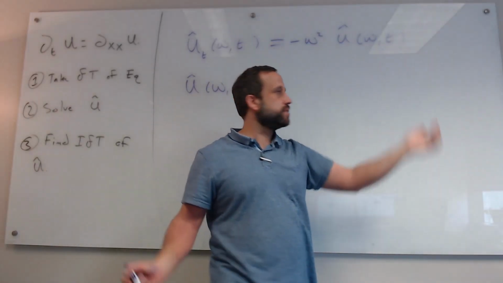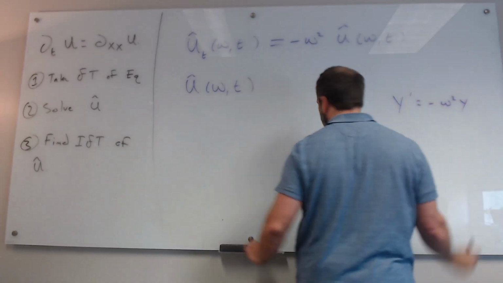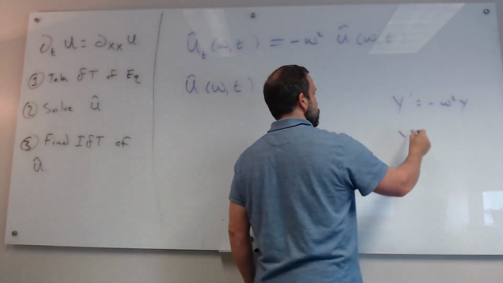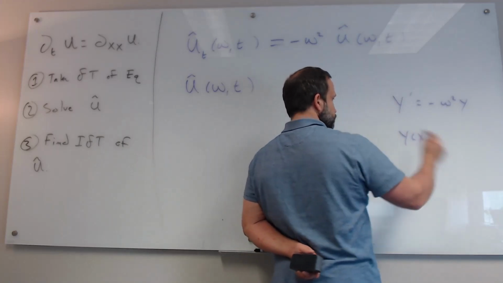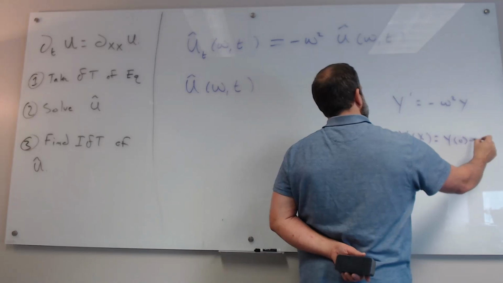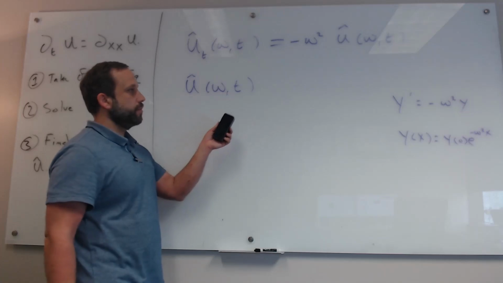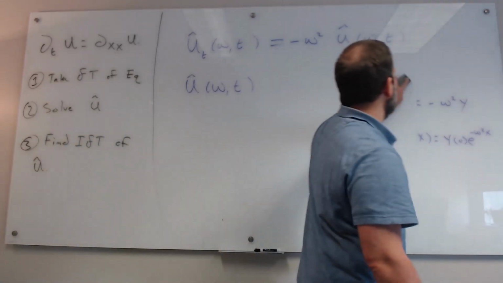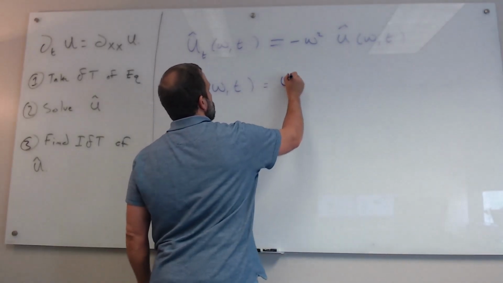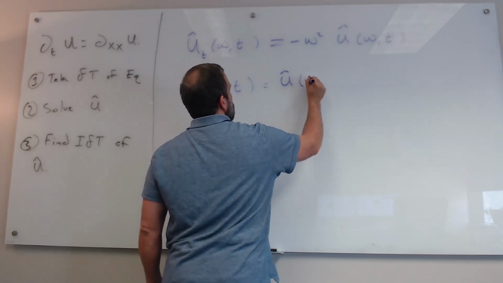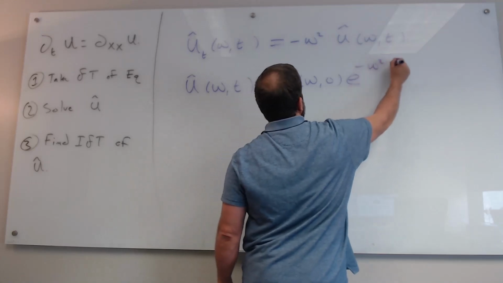Okay, so it's of this format here: y prime equals minus omega squared y, where y is a constant. We know the solution is going to be, if our variable is x here, y of x is equal to y of 0 times e to minus omega squared x. Now we're going to have something similar, except instead of x being the independent variable, t is the independent variable. So this is equal to u hat of omega 0 times e to the minus omega squared t.